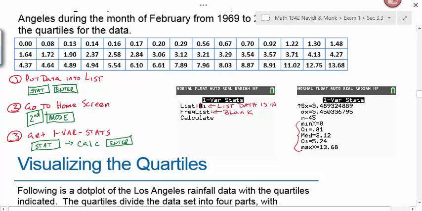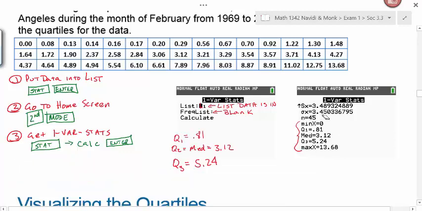and that's going to give us that Q1 is equal to 0.81, the median or Q2 is equal to 3.12, the third quartile is 5.24. N is your sample size. That means that there's 45 pieces of data here. So I have 3 rows of 15 is what this boils down to, right? If I wanted to calculate the median by hand, how would I do that? I need to find the middle data value, right?